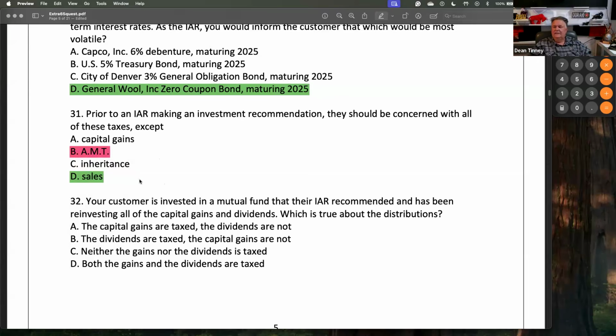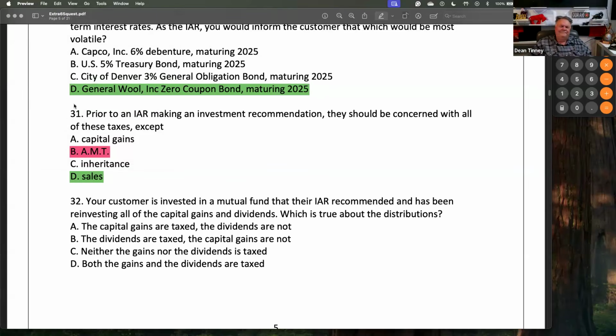The answer is actually D, right? The way I attacked the question was just by saying, okay, what is the sales tax in your state? Nah. Are you subject to the AMT? Yes, I'm interested in that. Capital gains, I'm interested in. What's the value of your estate? What are your plans when you die? So the answer there is D.